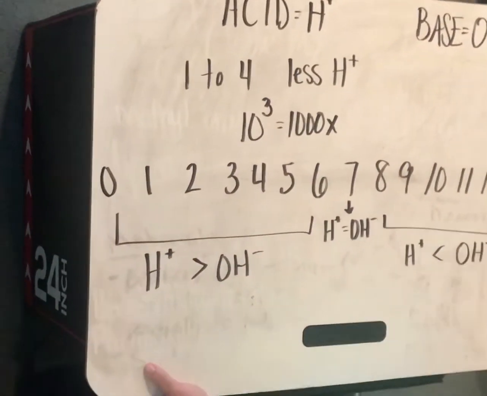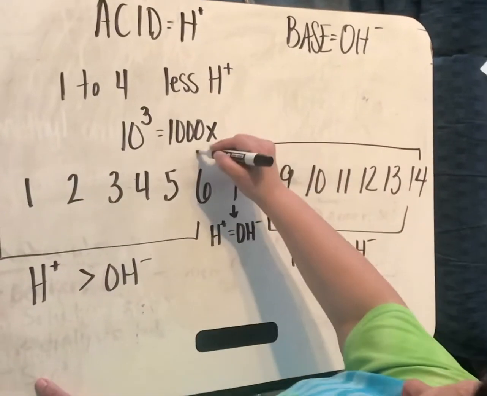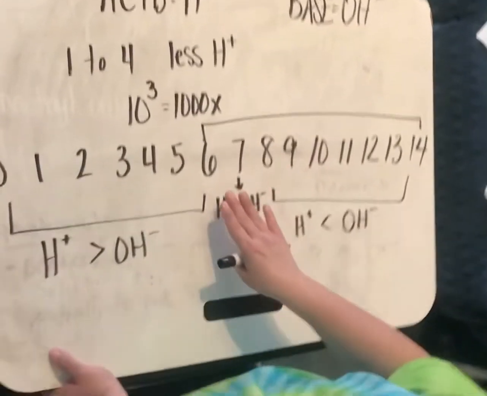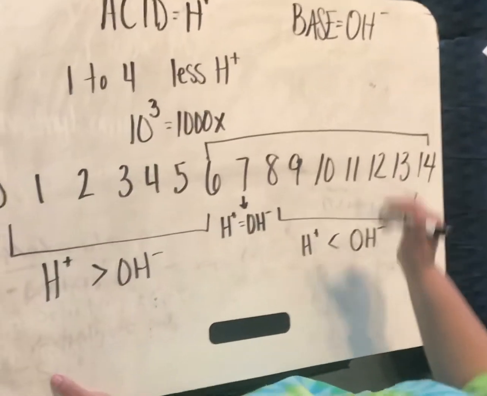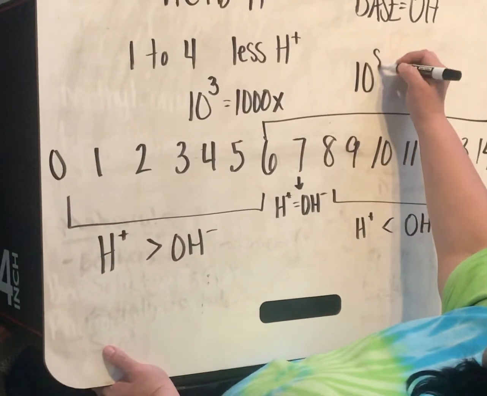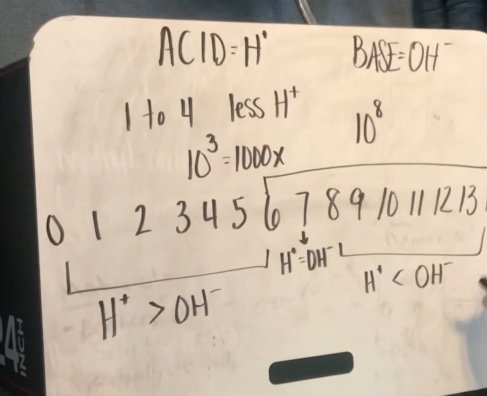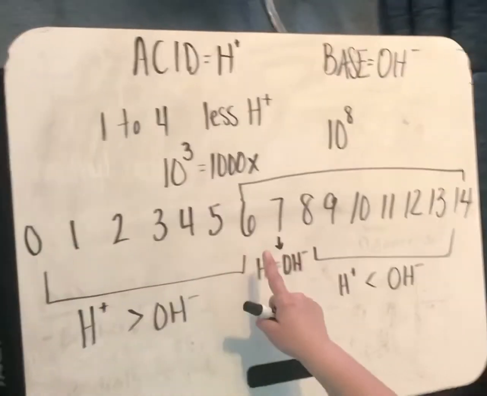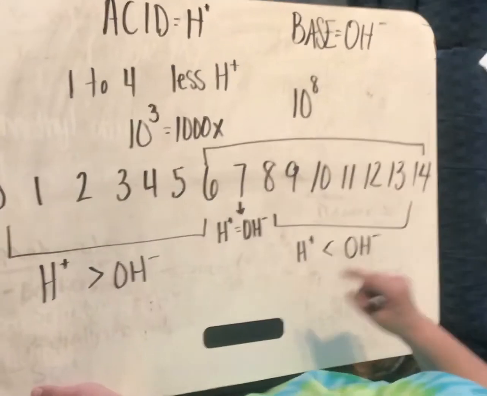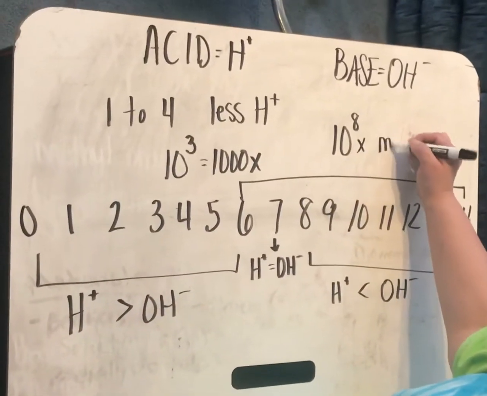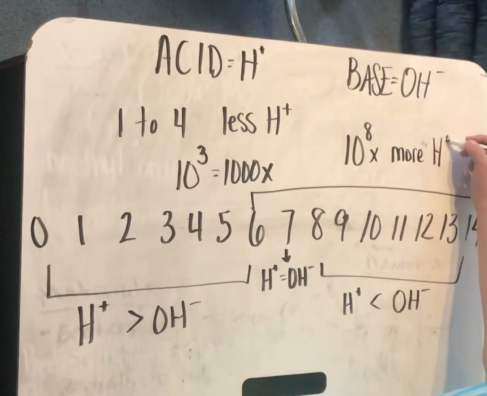So now if I think about it, if I go from 14 to 6, right, what I want to do there is subtract 14 minus 6, which is 8. So 10 to the 8 is going to be the difference. Did I become more or less acidic? Well, if I'm going from 14 to 6, I'm becoming more acidic. So my value will be 10 to the 8 times more of the H+ ion.